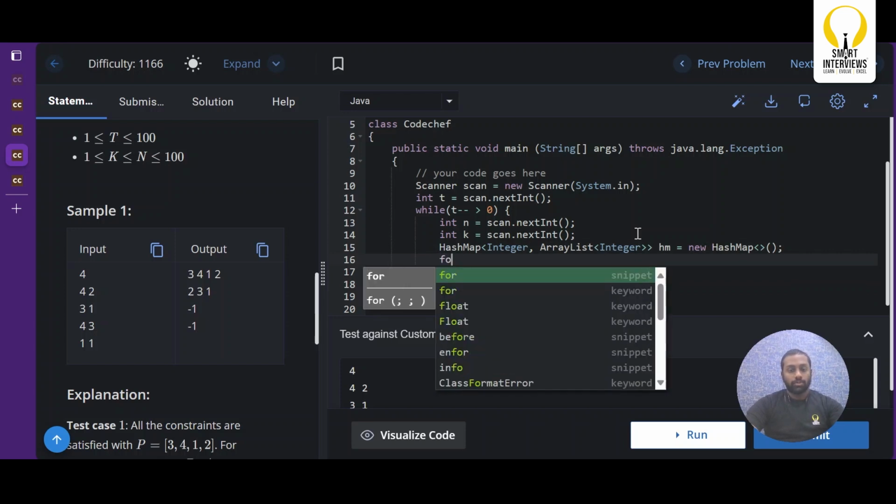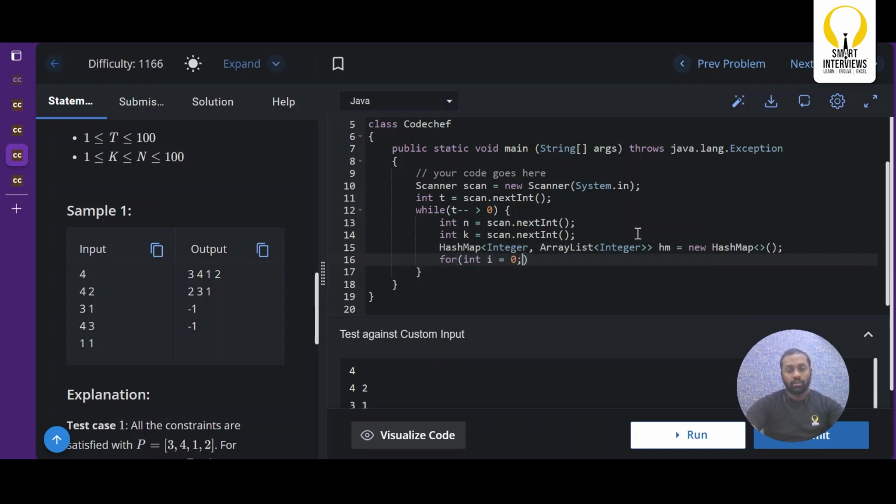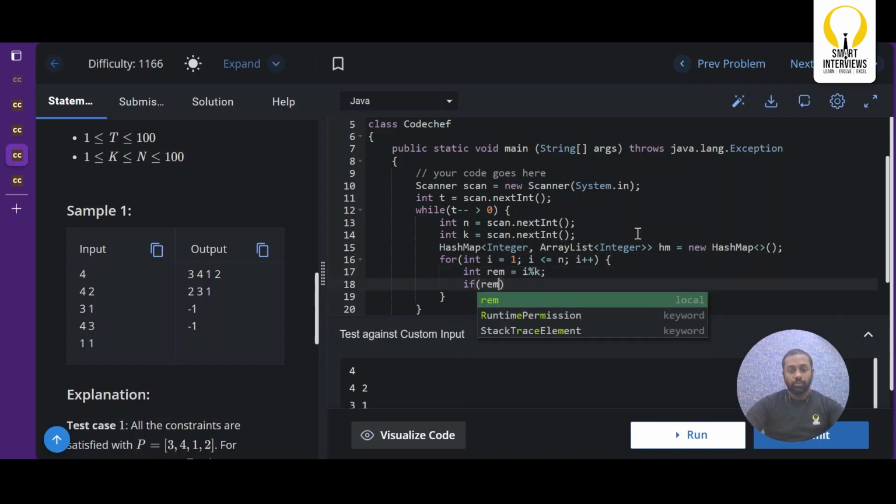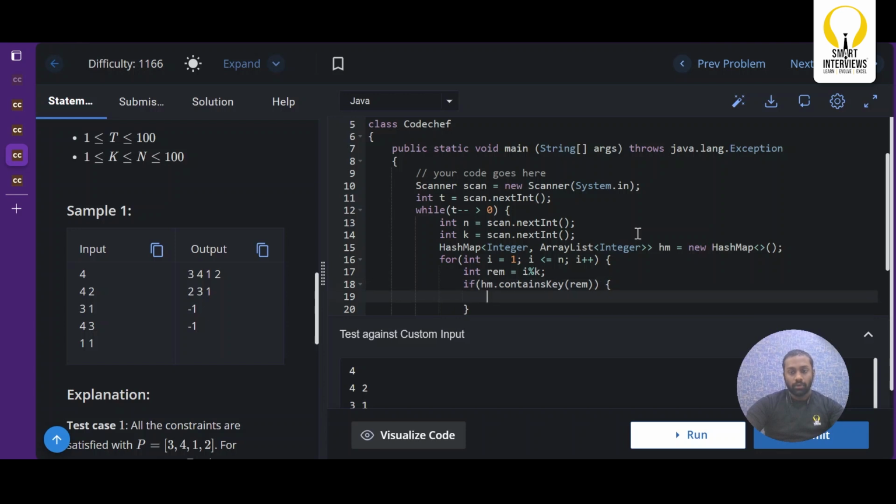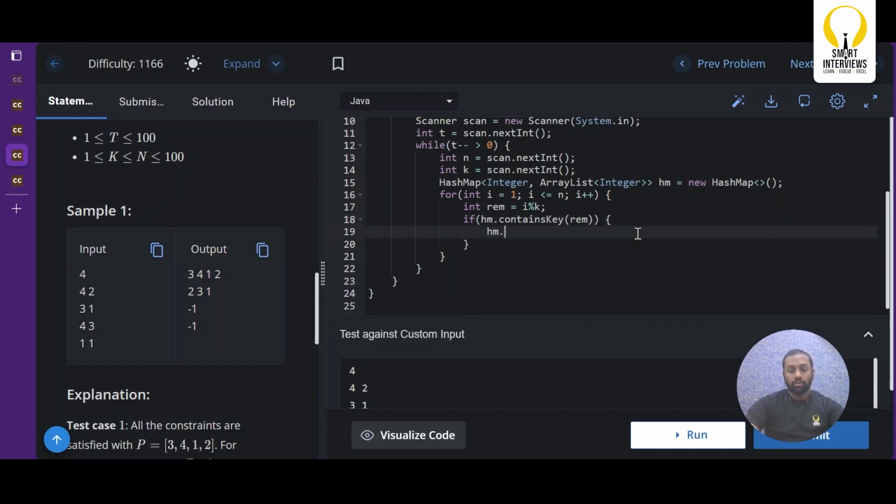So what will I do in the hash map? For every element I need to traverse from 1 to n inclusive. After traversing, I need to know what the remainder is. Let's store it, since I need to use it at multiple places. Remainder is i percent k. If the remainder is already in the map, that is, if hm.containsKey, then all I need to do is get the array list at that point and add the current element to it. The current element is i.